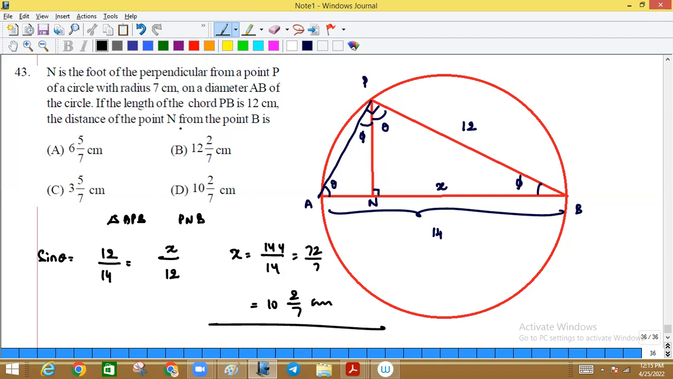Understood? I'm using sine theta in this. Sine theta is what there? If you look at APB, opposite is 12, hypotenuse is 14. So 12 by 14. If you look at PNB, opposite is X, and what is the hypotenuse? 12. I'm equating the sine theta in order to get the value of X because I know that they are similar. You can use the similarity property also in order to get this. Right? Copy them.